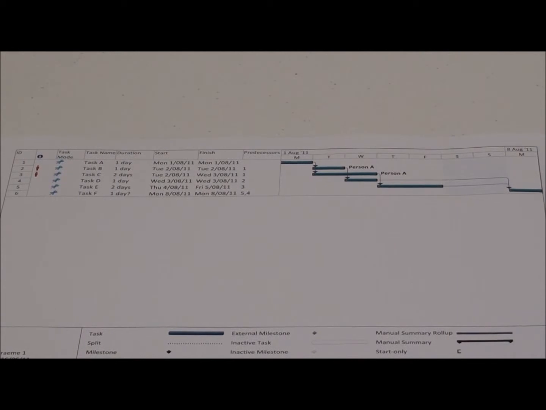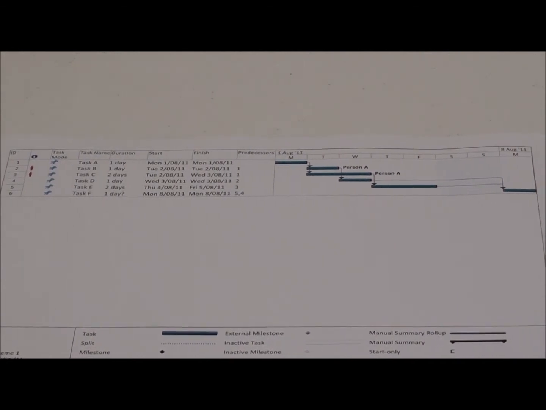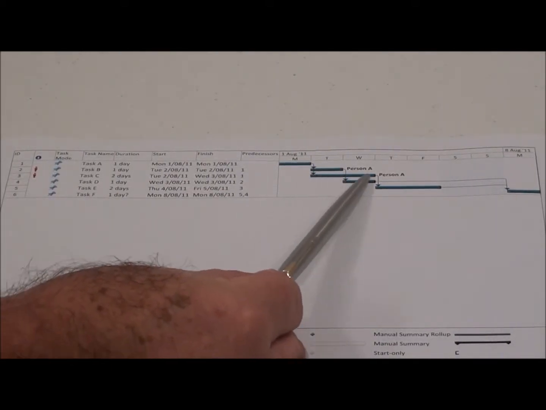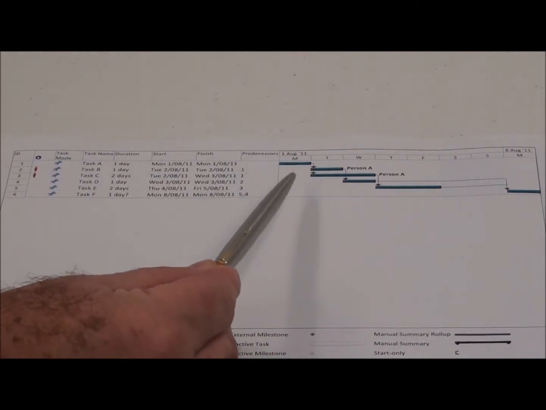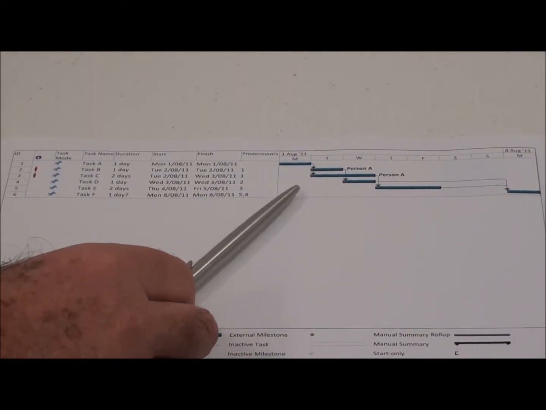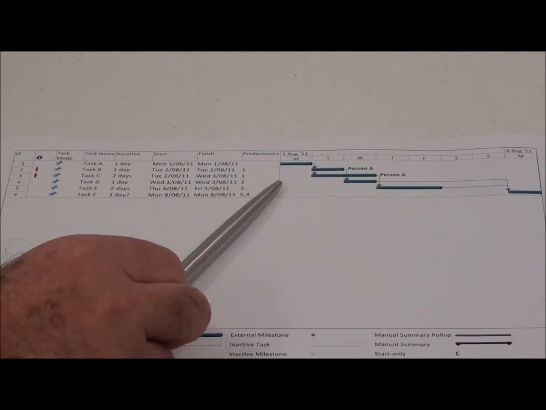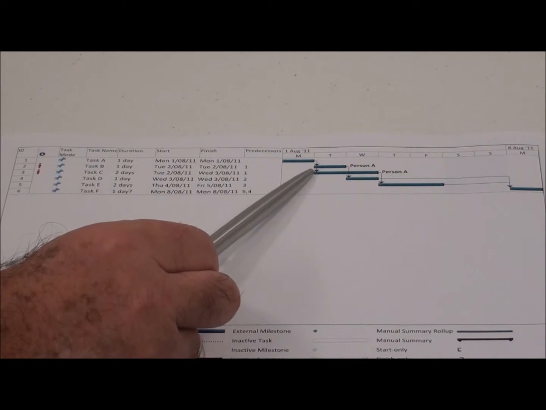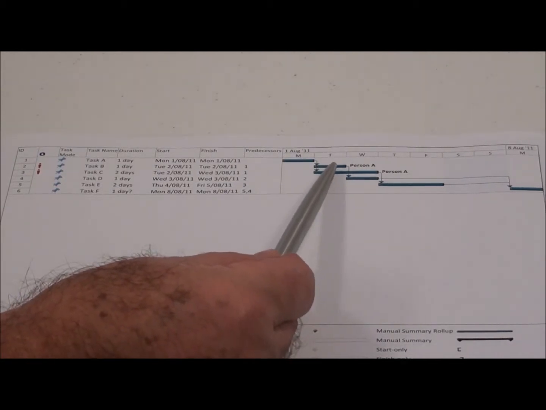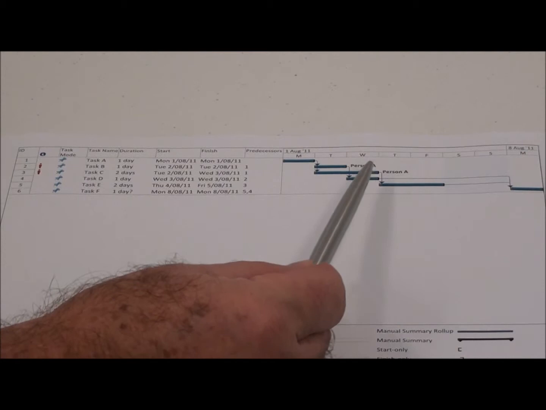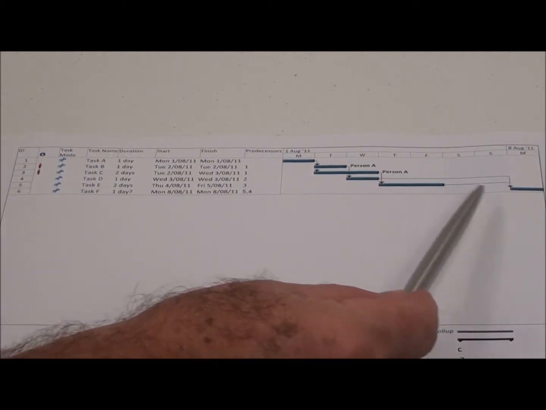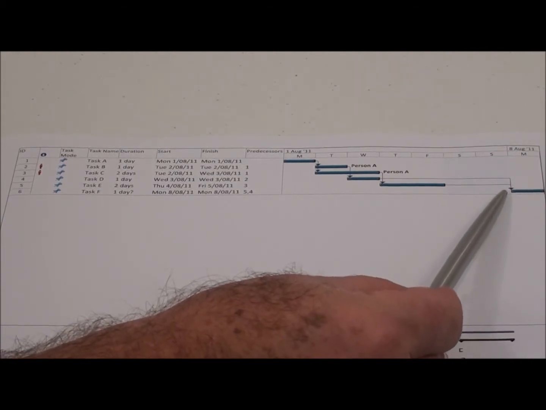On a Gantt chart, all items are drawn to scale. You will see here 1 day task, 1 day task, 2 day task. The arrows on these indicate relationships between one task and another. This task must be finished before these two start. This must be finished before this one starts. This must be finished before this one starts, and both of these must be finished before that one starts.